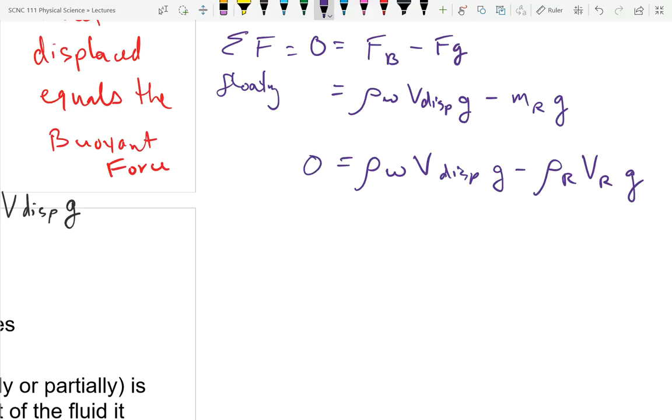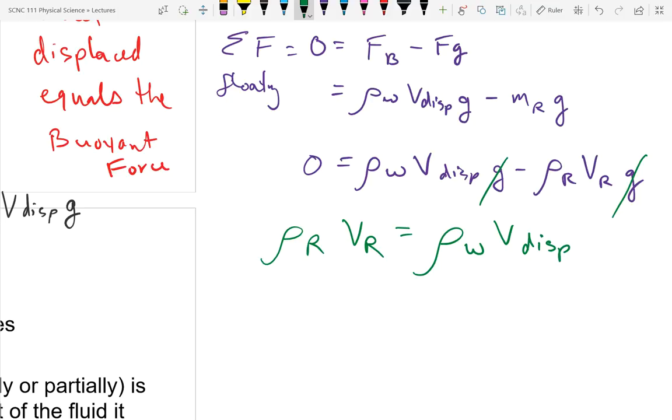Now, since this is equal to 0, I can cancel out the g's, and we see when I float, density of Richard times volume of Richard has to be equal to density of water times the volume displaced. Yeah, that's F subscript G. Is that what you're asking? Is it clear now? Okay.